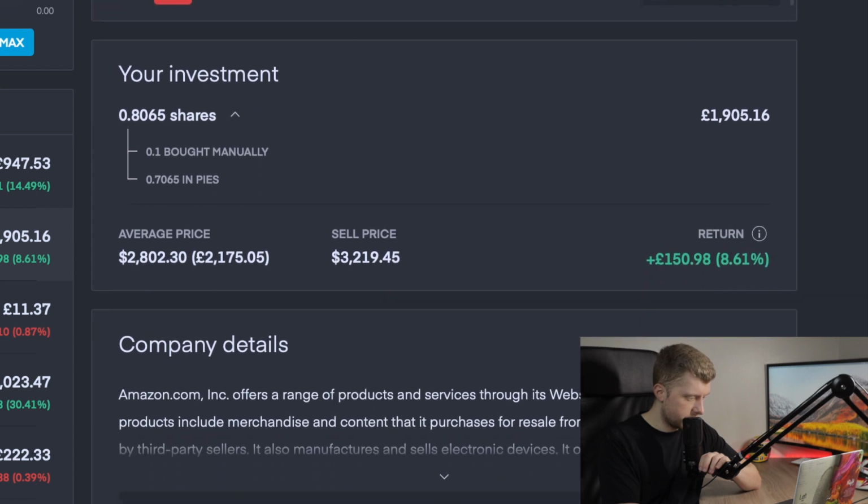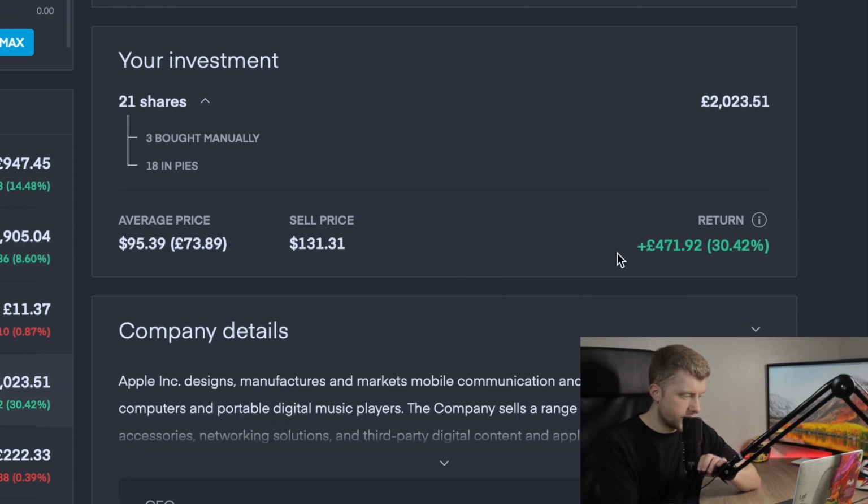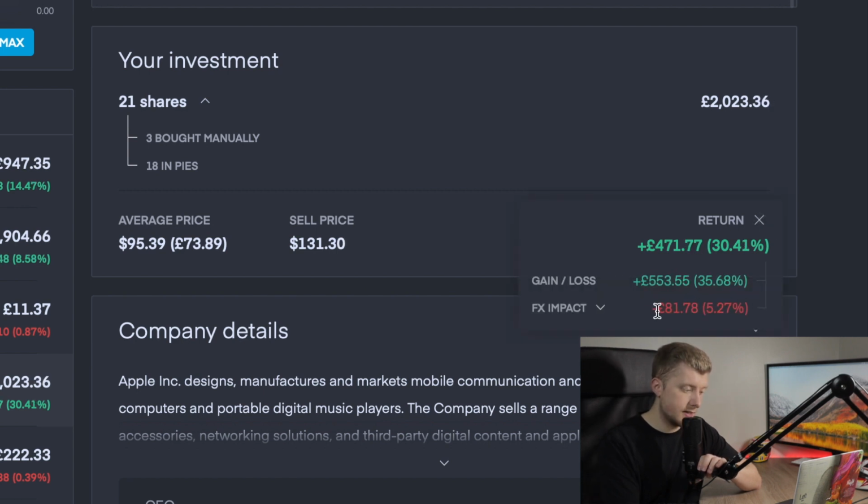To put this into perspective for you guys, if I take a look at my Amazon investment and if I scroll down, I can look at the return being that 8.6%, but if I actually expand that return, you can see I've actually lost on the FX rate of 5.47%, or the equivalent of £95. The same goes when I click on Apple. The return again is at 30%, but the FX impact is a loss of £81 or 5.27%.